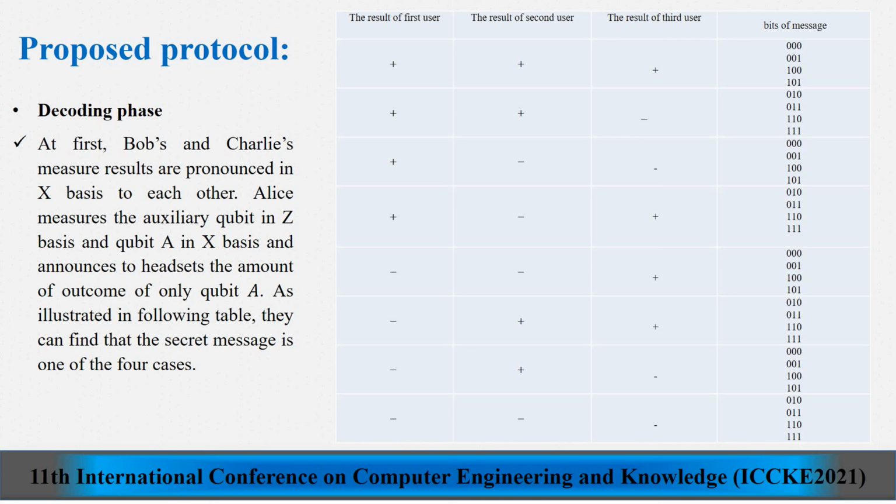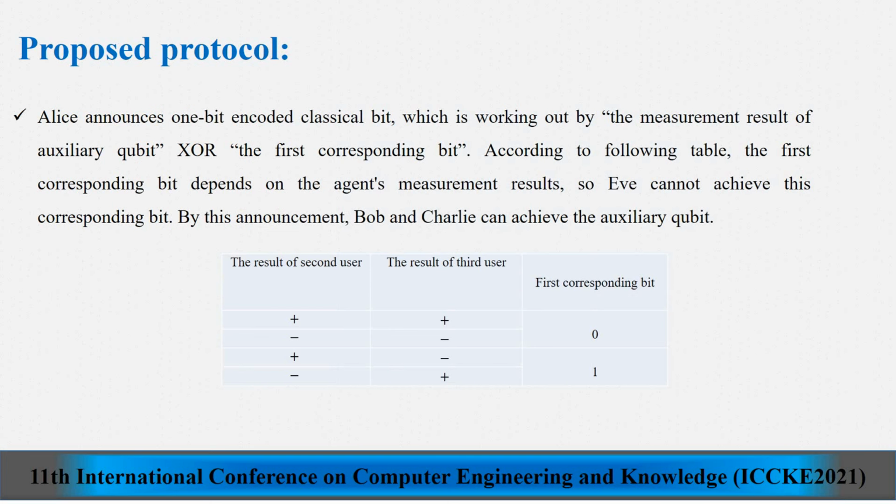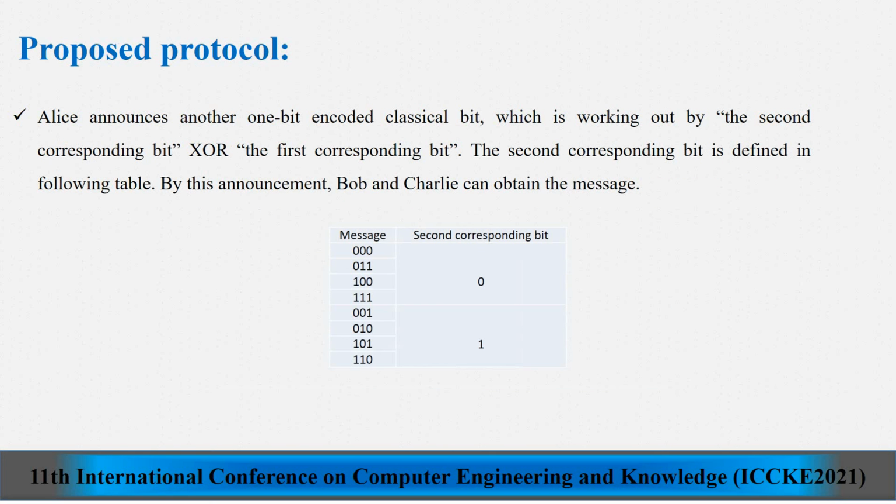They can find the secret message in one of the 4 cases. Alice announces 1 encoded classical bit, which is worked out from the measurement result of the auxiliary qubit XOR the first corresponding bit. According to the following table, the first corresponding bit depends on the agents' measurement results, so an eavesdropper cannot achieve the corresponding bit. By this announcement, Bob and Charlie can achieve the auxiliary qubit.